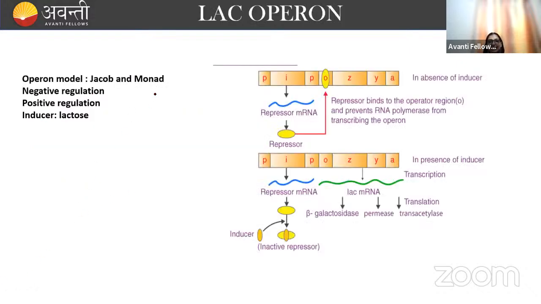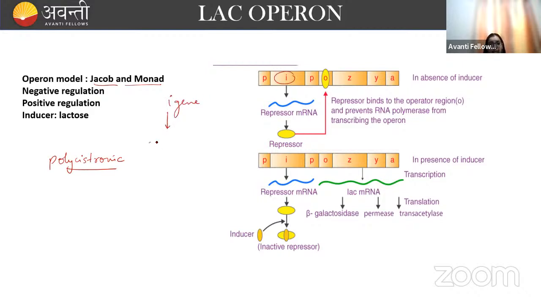Now let's discuss the lac operon. This is a case of polycistronic, remember this, because there's a single promoter, the lac promoter, and it is transcribing all the structural genes, which are Z, Y, A. This operon model was proposed by Jacob and Monod. The operon model consists of structural genes and regulatory genes. This I gene is the regulatory gene.